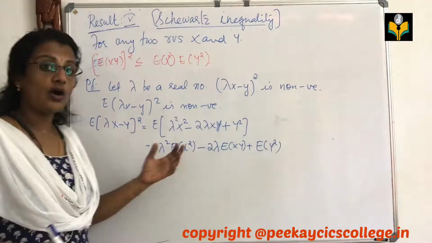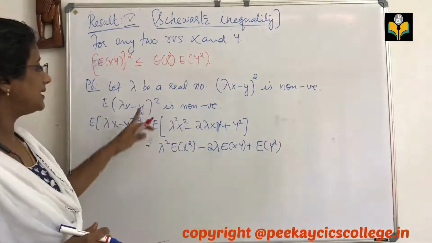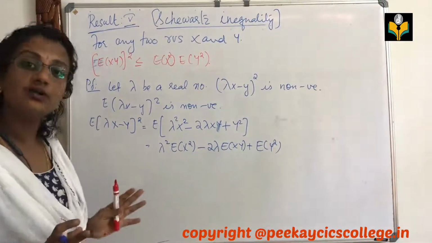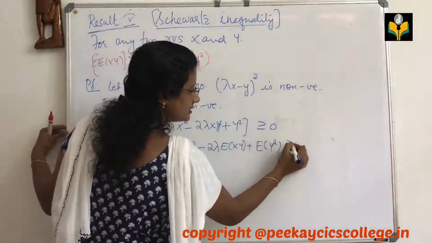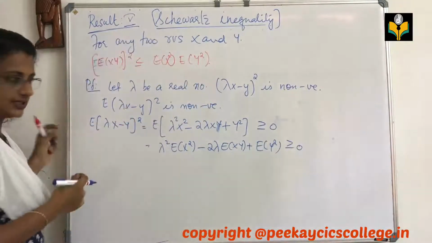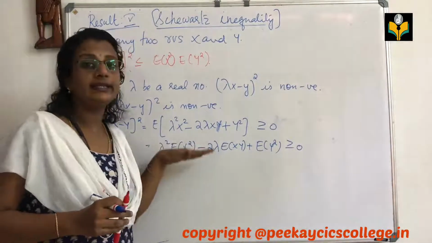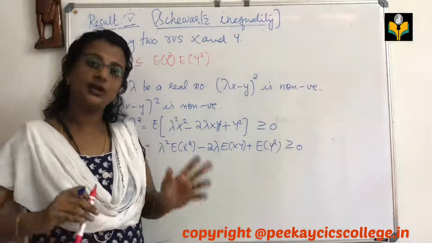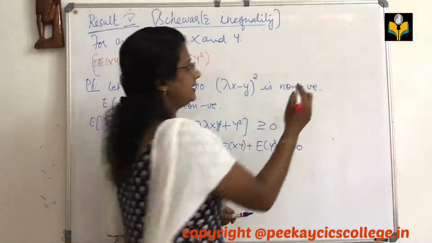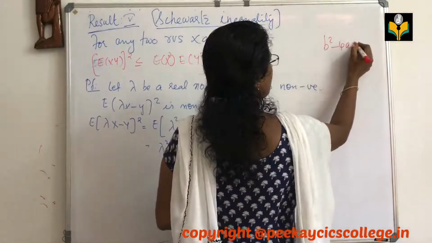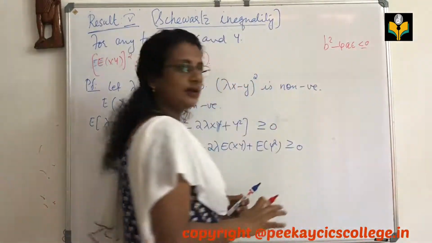Okay, this is a quadratic equation in lambda. We said that here lambda x minus y the whole square is non-negative, that is, it is always greater than or equal to 0. And this is a quadratic equation in lambda which is always greater than or equal to 0. Therefore, the discriminant must be negative. What do you mean by discriminant? Discriminant നിങ്ങൾ പഠിച്ചില്ലേ? b square minus 4ac. അത് എപ്പോഴും less than or equal to 0 ആയിരിക്കണം.